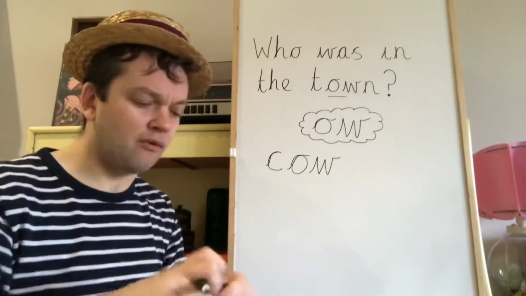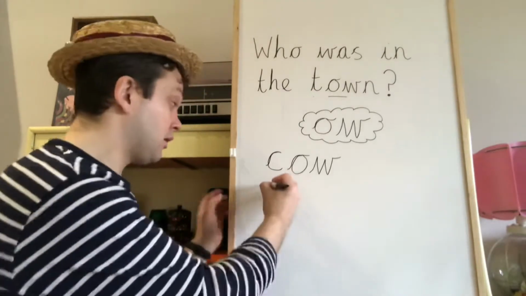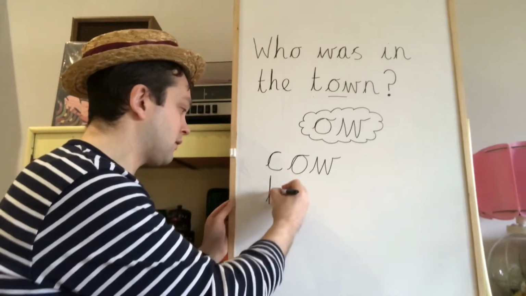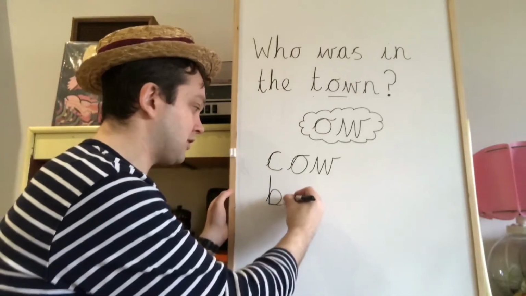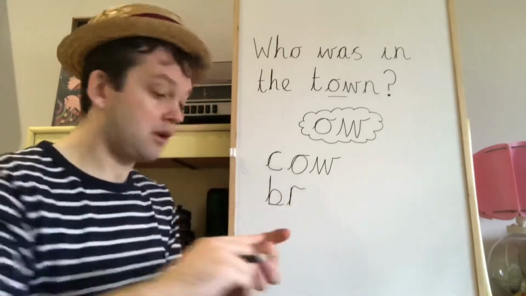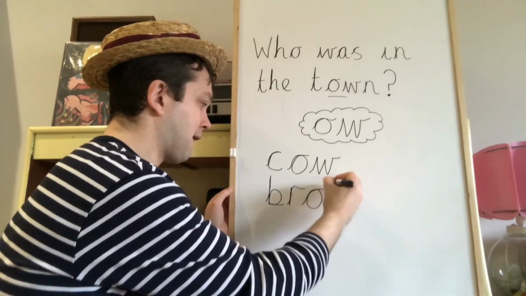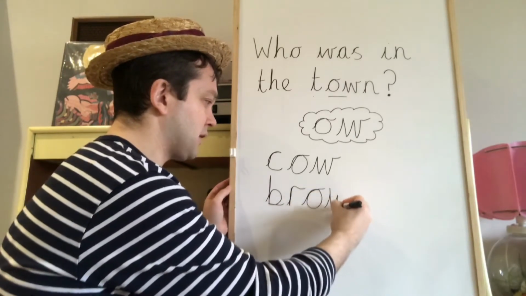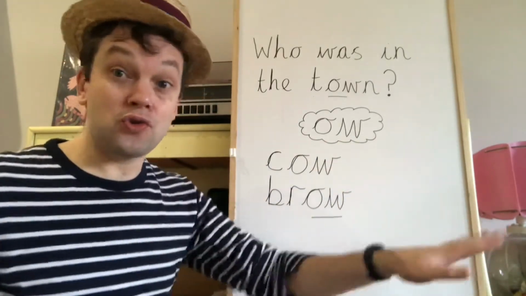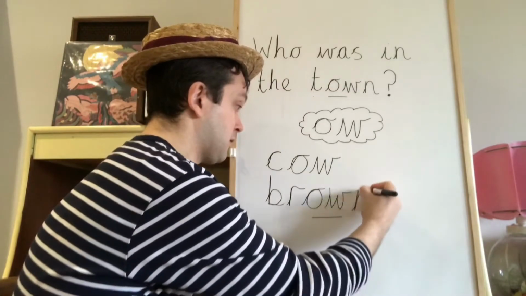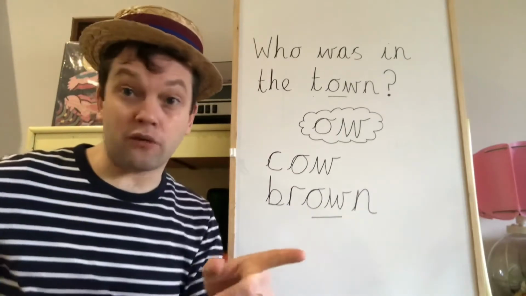Have a go at writing it before me. Don't worry if you can't. You can do it with me. Ready? So b. So b. And letter R. Ow. O and W. O and W, ow, and then letter N, a brown cow. Oh, pause the video if you need more time.